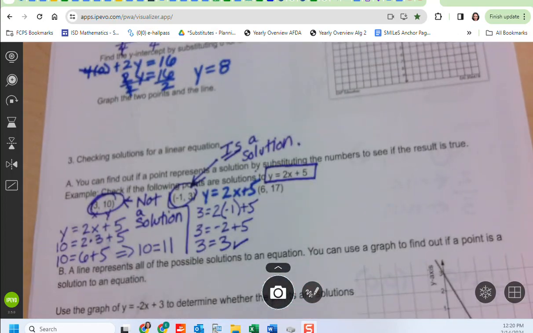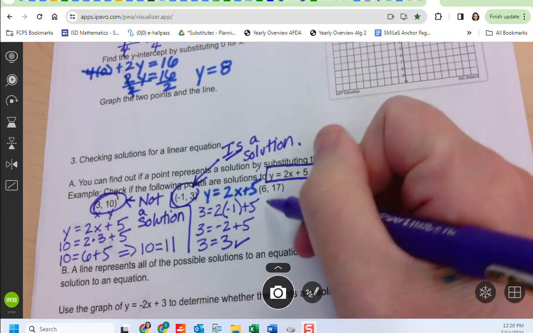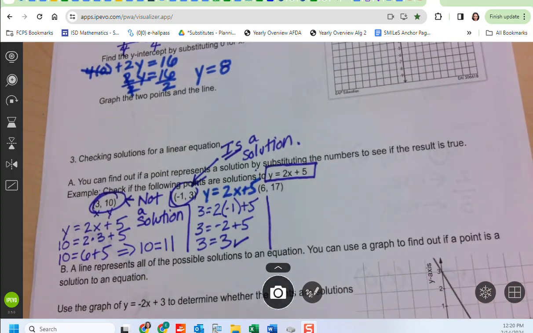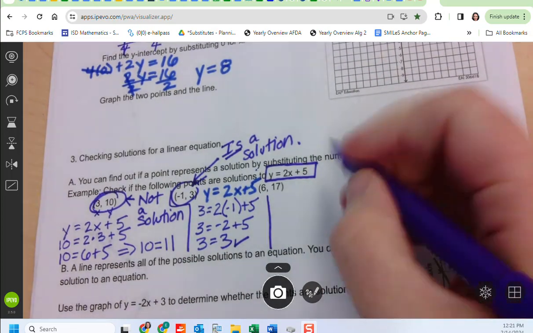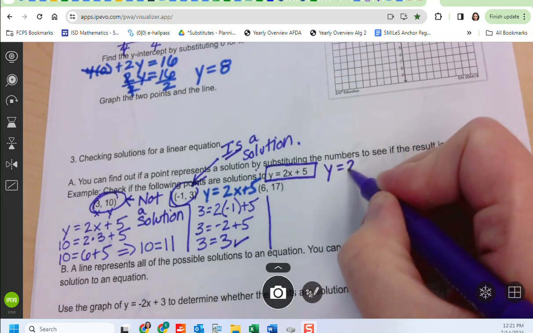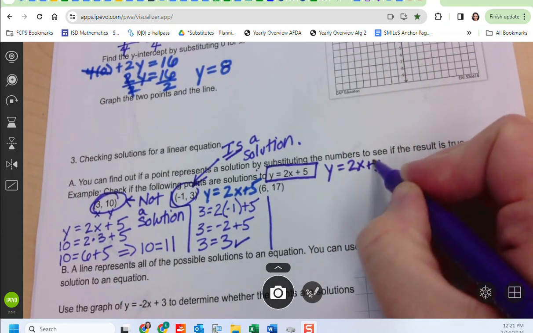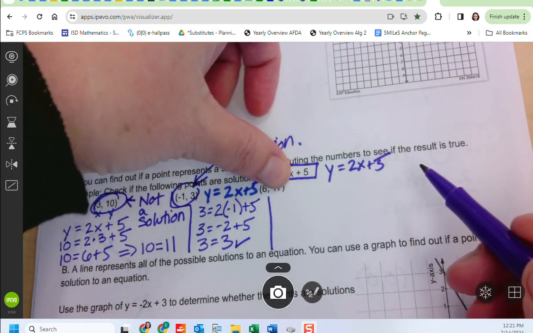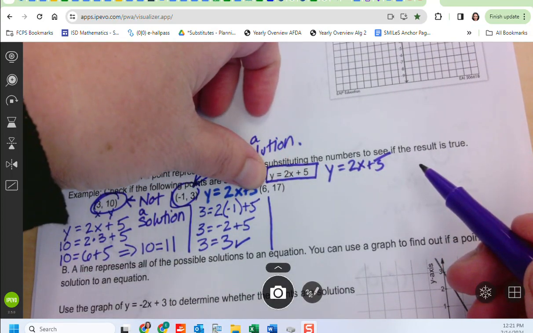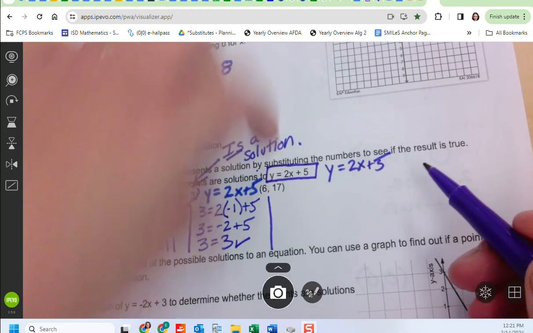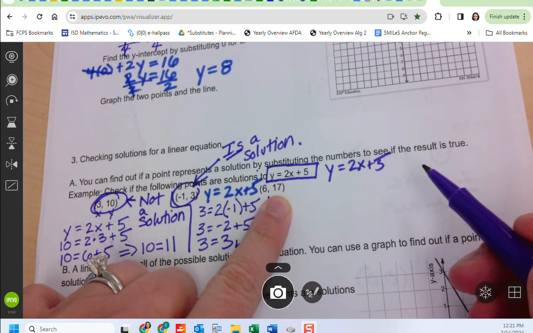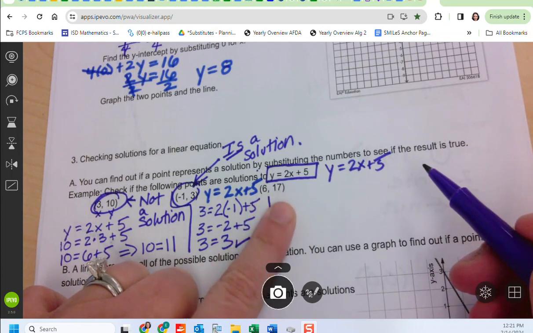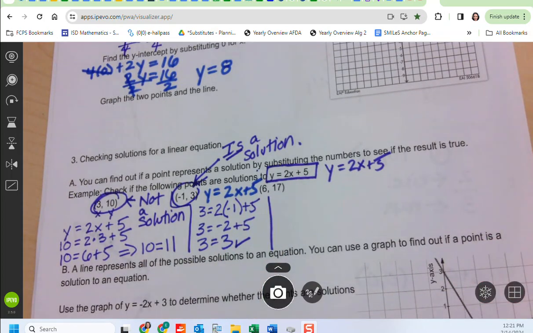Okay? If you haven't done the third one, I need you to do the third one right now. So we're still using y equals 2x plus 5. And we're going to put in the 17 for the y and the 6 for the x to see if it's true. Okay? Remember, this is your x, this is your y. Go ahead and get that one done. I'll come and check in with you and see if you need any help.